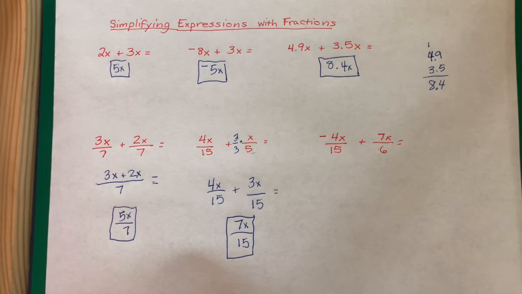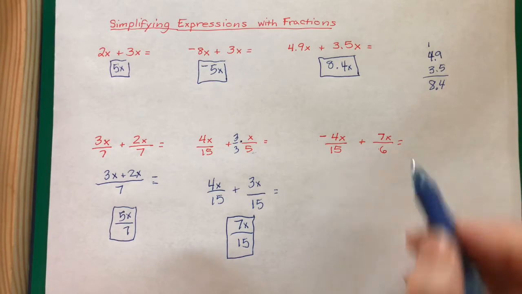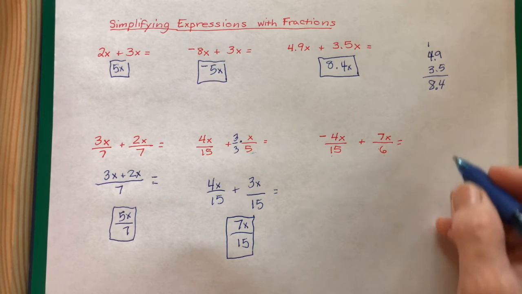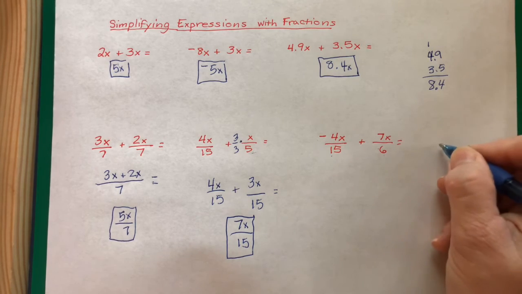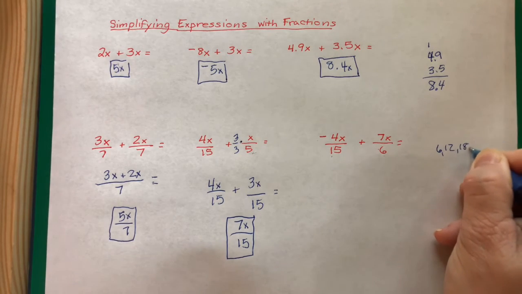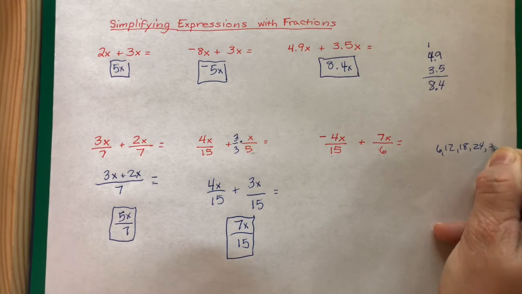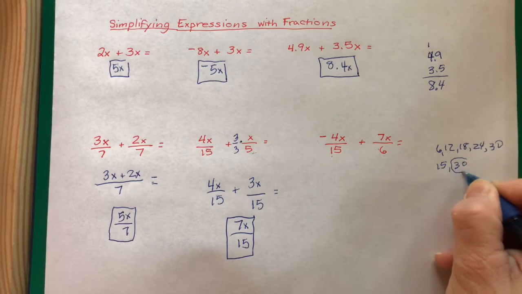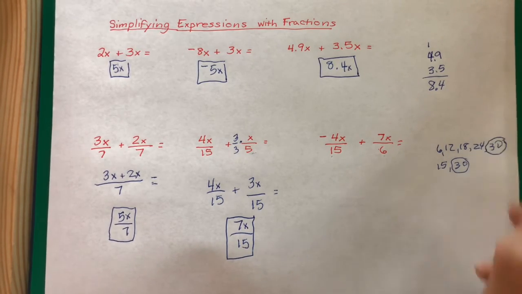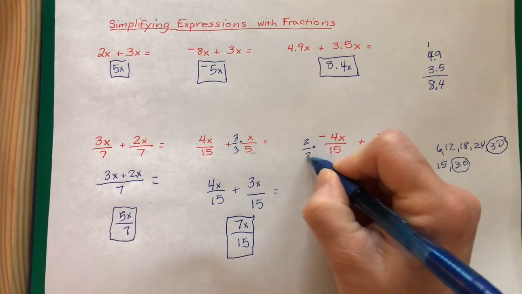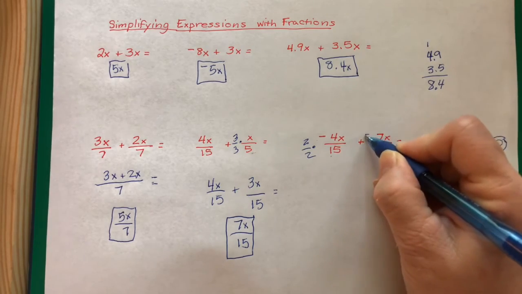Okay, did you get it? Let's see how you did. All right, what I want to do first is figure out what I want to use as a common denominator. Of course, I could always multiply 15 times 6, but that gives me a bigger number than I want. If I think about the multiples of 6, I do 6, 12, 18, 24, 30. Look, 15 times 2 is going to be 30. So I'm going to use 30 as my common denominator, which means this one I'm going to multiply by 2 over 2. This one I'll multiply by 5 over 5.